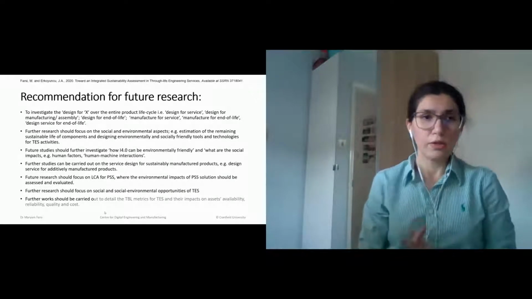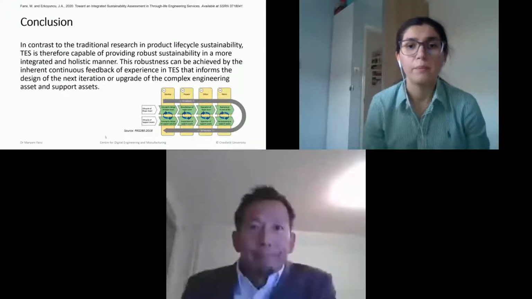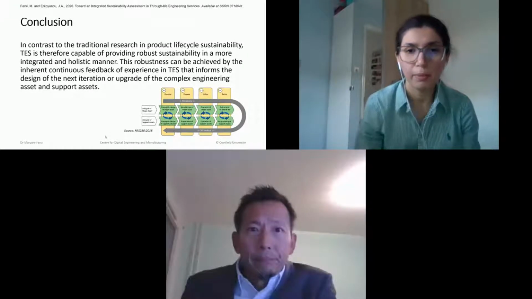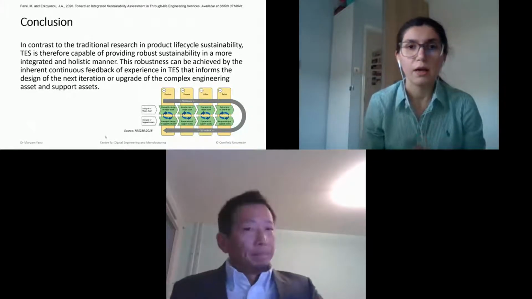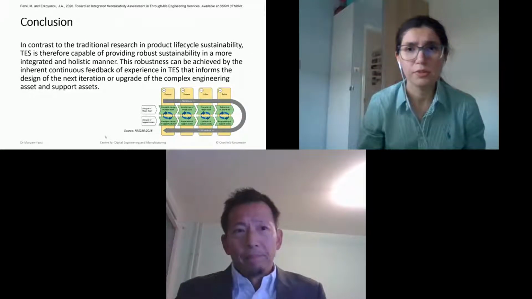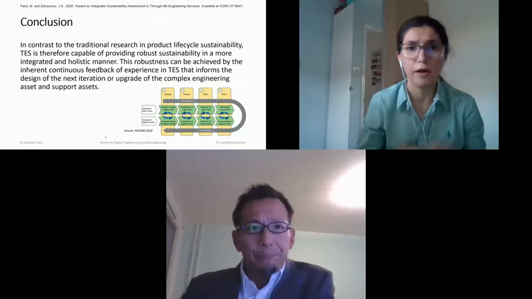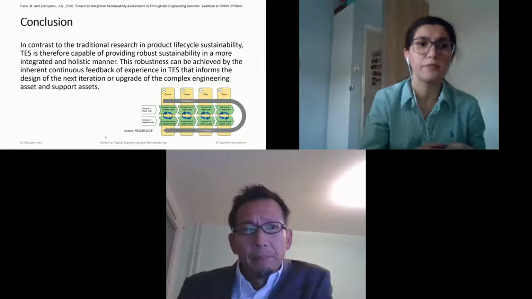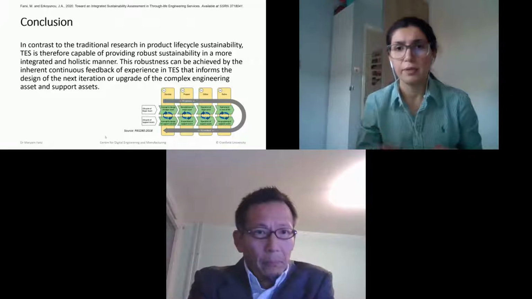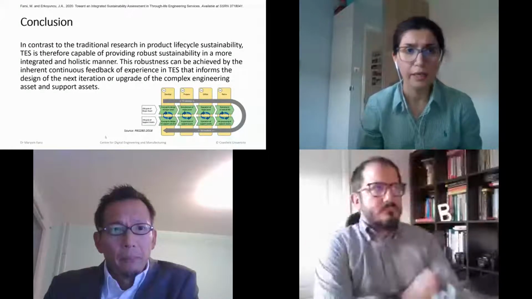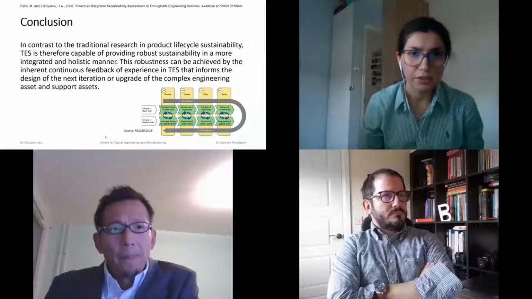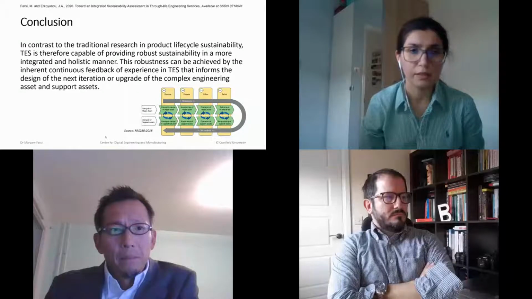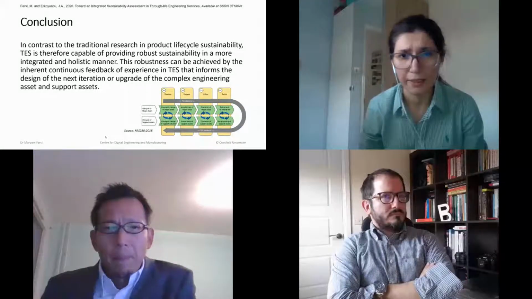So to conclude this, because of the frameworks that have been published in TESS 280, we can realize that if we are going to take the TESS approach, we have a continuous feedback of experience in tests that informs the design, prepare, utilize, and retire. And because of that, we think that in contrast to the traditional research in product lifecycle sustainability, TESS can provide a more robust sustainability in that manner.